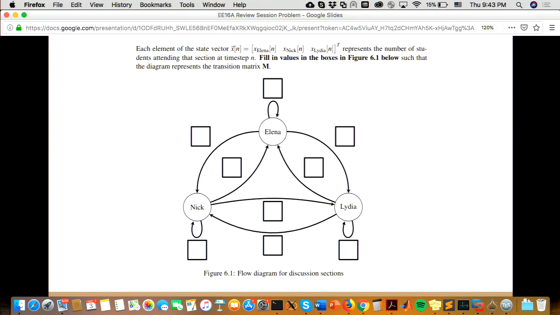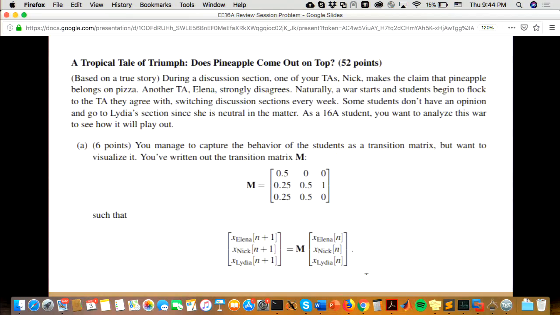So your goal is to fill in this diagram, which was very nicely provided on the exam, and each box is going to contain a value. And you're going to basically try and fill in each one from this matrix here.